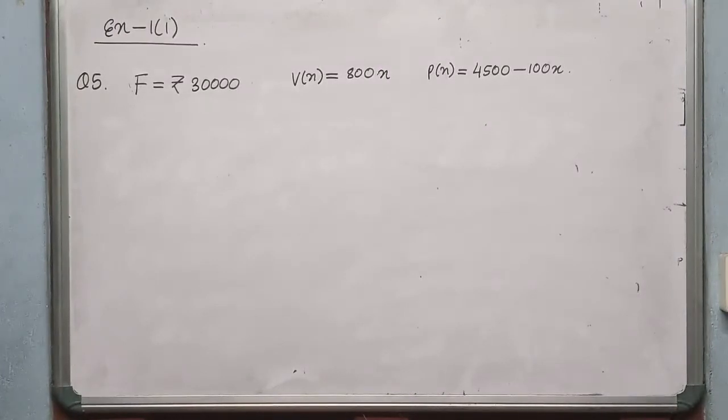Now question number 5. In question number 5 it is given the fixed cost of a product is rupees 30,000 and variable cost per unit is 800. Variable cost per unit is 800 means always that you have to multiply it by X. If the cost of one product is 800, then the cost of X number of products will be 800 into X, and the Px is equal to 4500 minus 100x.